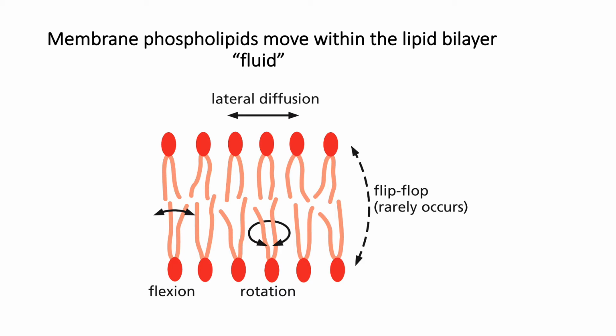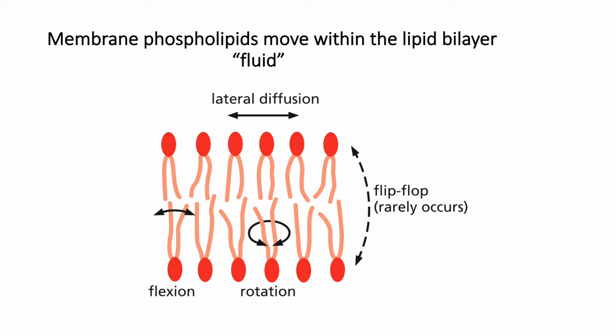So they can spin, they can rotate, they can jiggle back and forth, they can exchange with each other. That's called lateral diffusion. And what they call flip-flop, meaning an exchange of one on the bottom, one on the top, rarely occurs. What really happens is this kind of lateral diffusion. So when you think of a lipid bilayer and a membrane, just think of floating. They're actually floating.